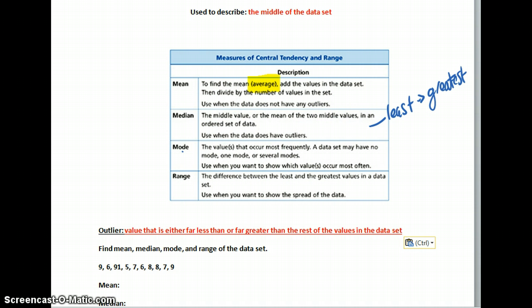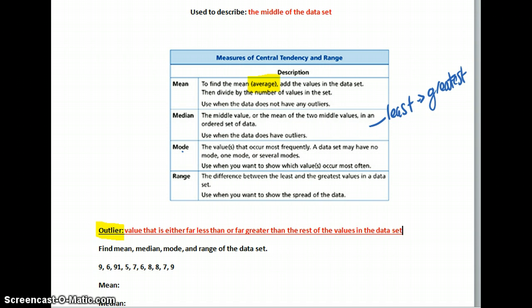Now when looking at the data, sometimes there's a number that just does not seem to fit very well. It's a value that's either far less or far greater than the rest of the values in the data set. This is what we call an outlier. It throws our data off. For example, if you scored all A's on tests and then you scored 60%, that 60% would pull your average down.